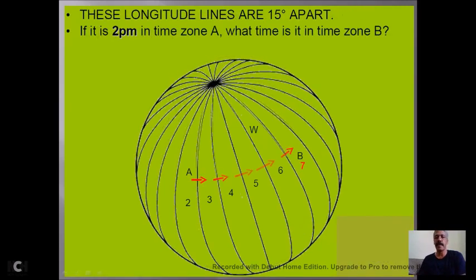Then let's see another example. You see here, these longitude lines are 15 degrees apart. If it is 2 p.m. in time zone A, you see here is A, it's 2 p.m. What is the time in B? Or in the zone B, you can see here, you will move 1, 2, 3, 4, 5. Then 2 plus 5, it will be 7. Or you can count after 2, it will be 3, then 4, then 5, then 6, last will be 7. Then it will be 7 p.m.